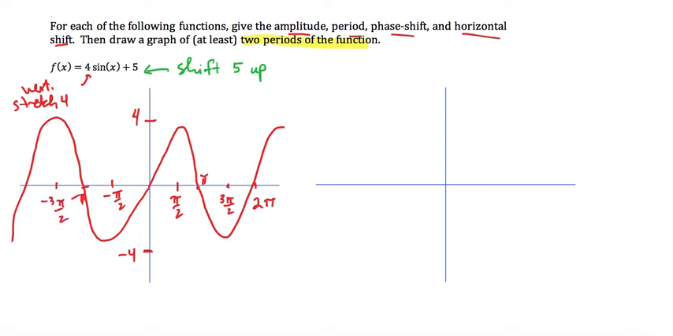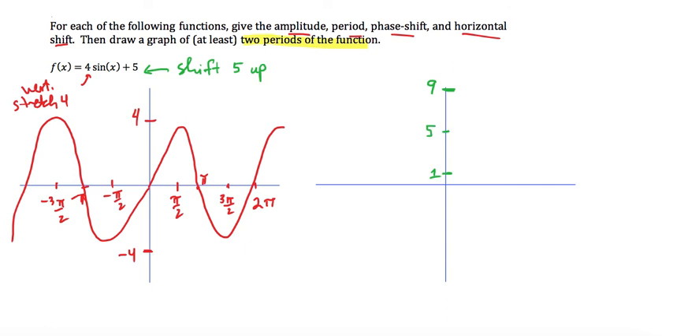Now, because after the stretch the shift occurs, everything here is going to get moved up a total of 5 units. So our final function: the maximum is going to go from 4 up 5 more units, so it's going to end up at +9. The minimum, instead of going down to -4, goes up 5 units, so it's going to go all the way up to +1. The middle of the graph used to be at 0, and it's going to be at 5.